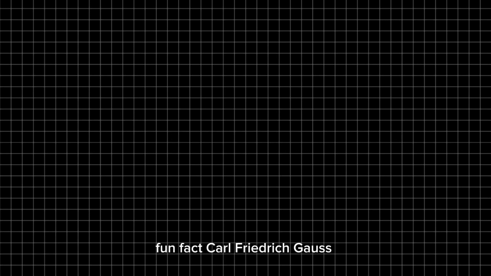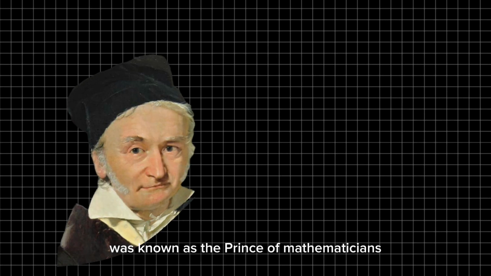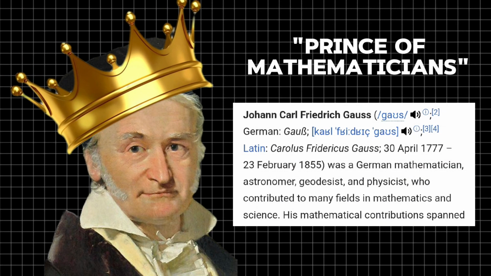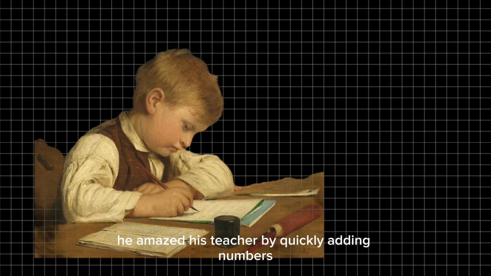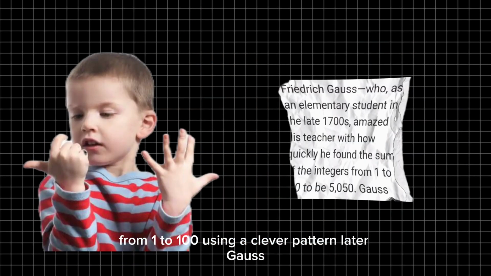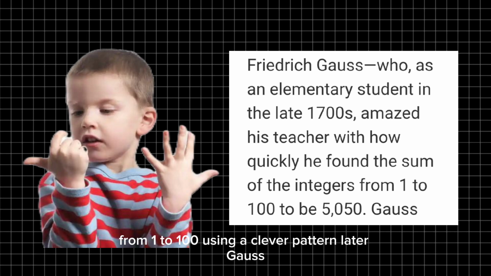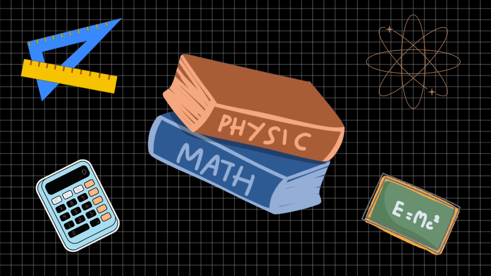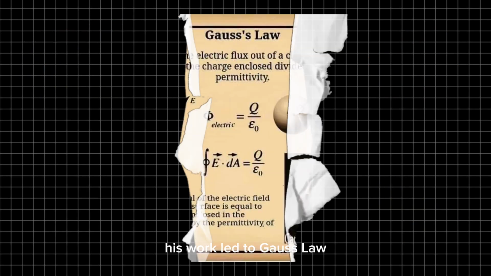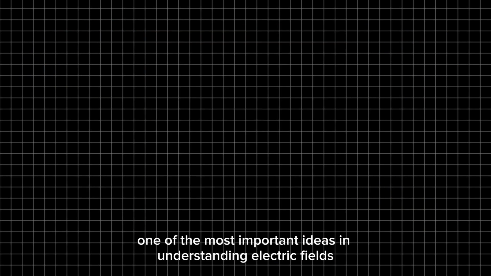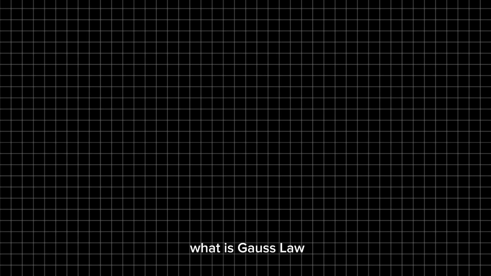Fun fact: Carl Friedrich Gauss was known as the Prince of Mathematicians. As a child, he amazed his teacher by quickly adding numbers from 1 to 100 using a clever pattern. Later, Gauss made major contributions to mathematics and physics. His work led to Gauss' law, one of the most important ideas in understanding electric fields.